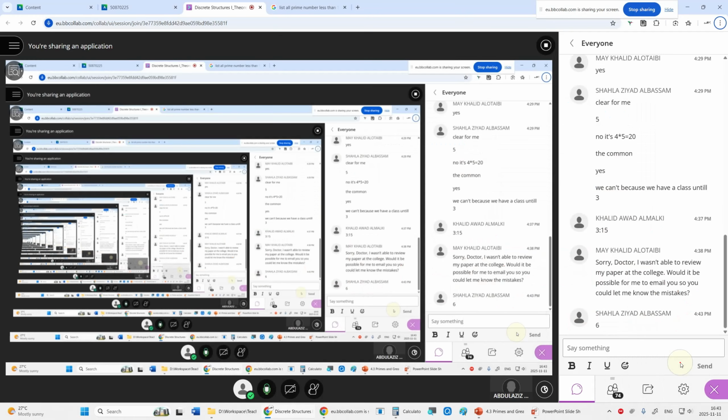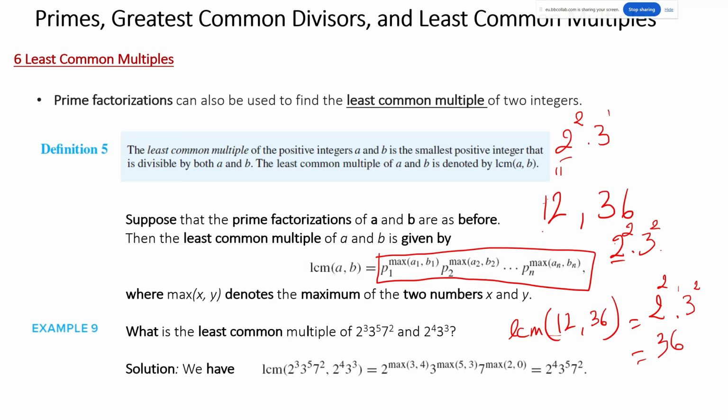So basically what we were doing here with the minimums, with the greatest common divisor, we are now doing the same for the least common multiple. So we're looking for the prime factorization, and then instead of looking for the minimum, we just look for the maximum, and this gives us that result.